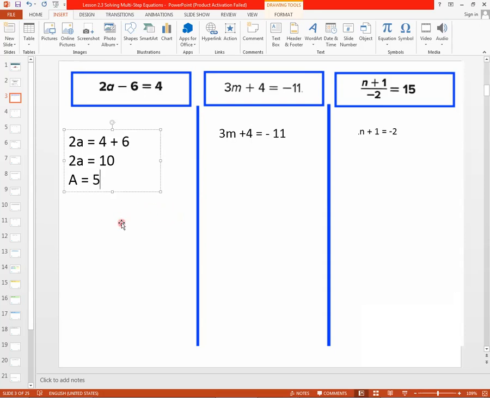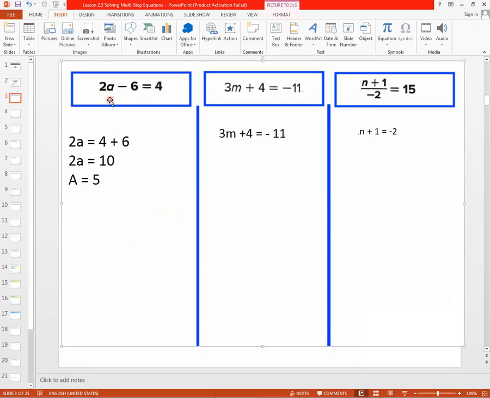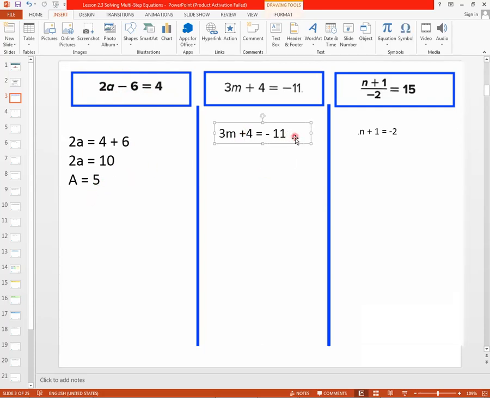You want to be sure? It's okay. Go back to the original equation. Instead of a, you can put 5. 5 times 2 is 10. 10 minus 6 equals 4. And on the right-hand side, we have also 4. So this solution is right. Moving forward, in this problem we have 3m plus 4 equals negative 11.